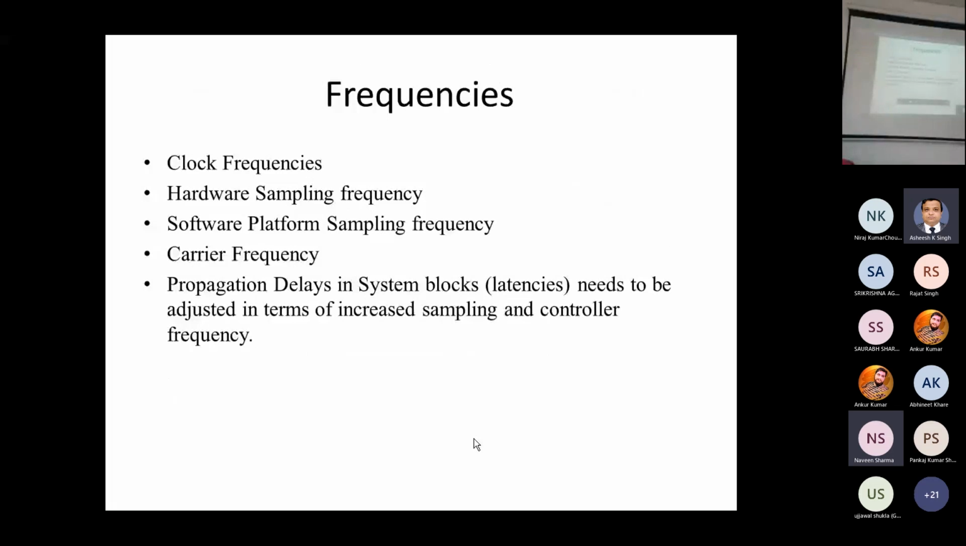So there are different frequencies in the system, that is clock frequencies, hardware sampling frequency, software platform sampling frequency, carrier frequency, and propagation delay in the system blocks, which need to be adjusted in terms of increased sampling and controller frequency. When we are using very big system blocks in the simulation model, there will be a larger propagation delay in the system, and for getting precise control, we need to adjust the sampling frequency to a higher value to overcome these propagation delays.